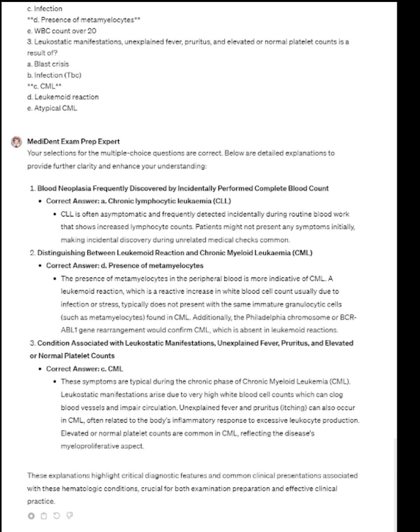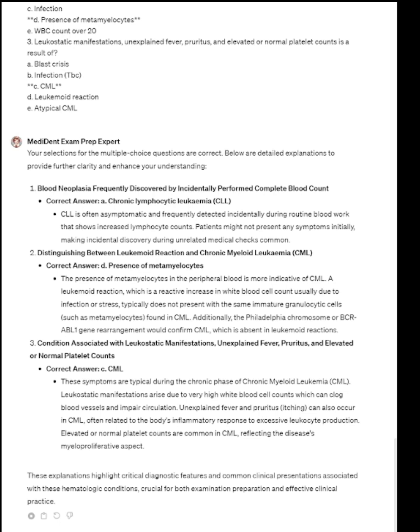The presence of metamyelocytes in the peripheral blood is more indicative of CML. A leukemoid reaction, which is a reactive increase in white blood cell count, usually due to infection or stress, typically does not present with the same immature granulocytic cells, such as metamyelocytes, found in CML. Additionally, the Philadelphia chromosome or BCR-ABL1 gene rearrangement would confirm CML, which is absent in leukemoid reactions.